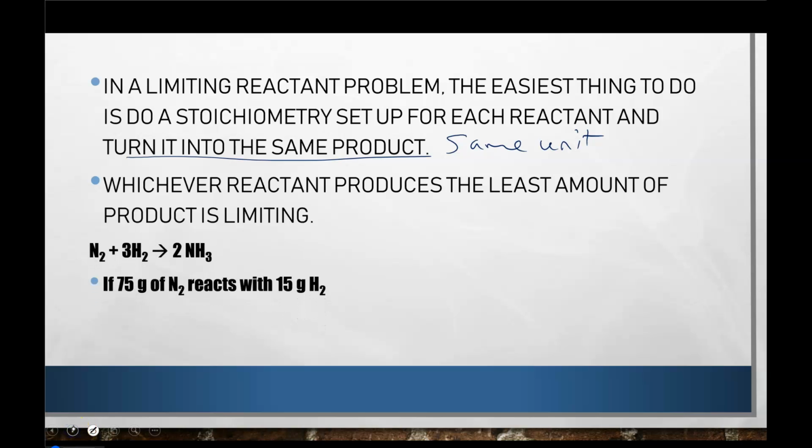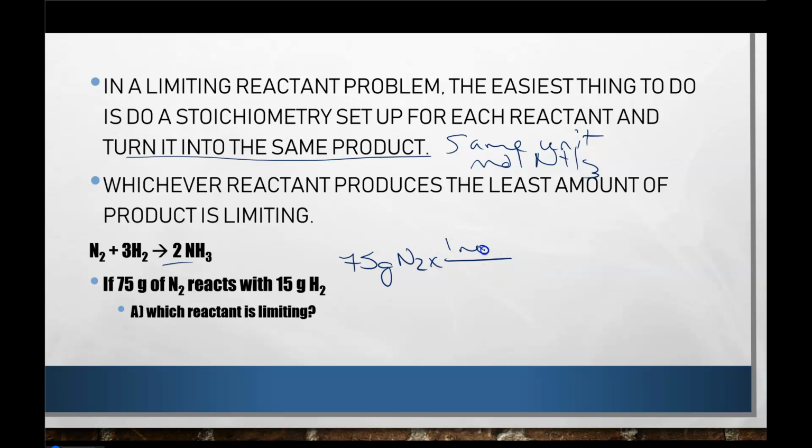So if I have 75 grams of nitrogen reacts with 15 grams of hydrogen, and you want to identify which reactant is limiting, well, I'm going to write it over here. I'm going to just change it into moles of NH3 in this case, because that's my product. So I have 75 grams of nitrogen. I do a conversion to change it into moles.